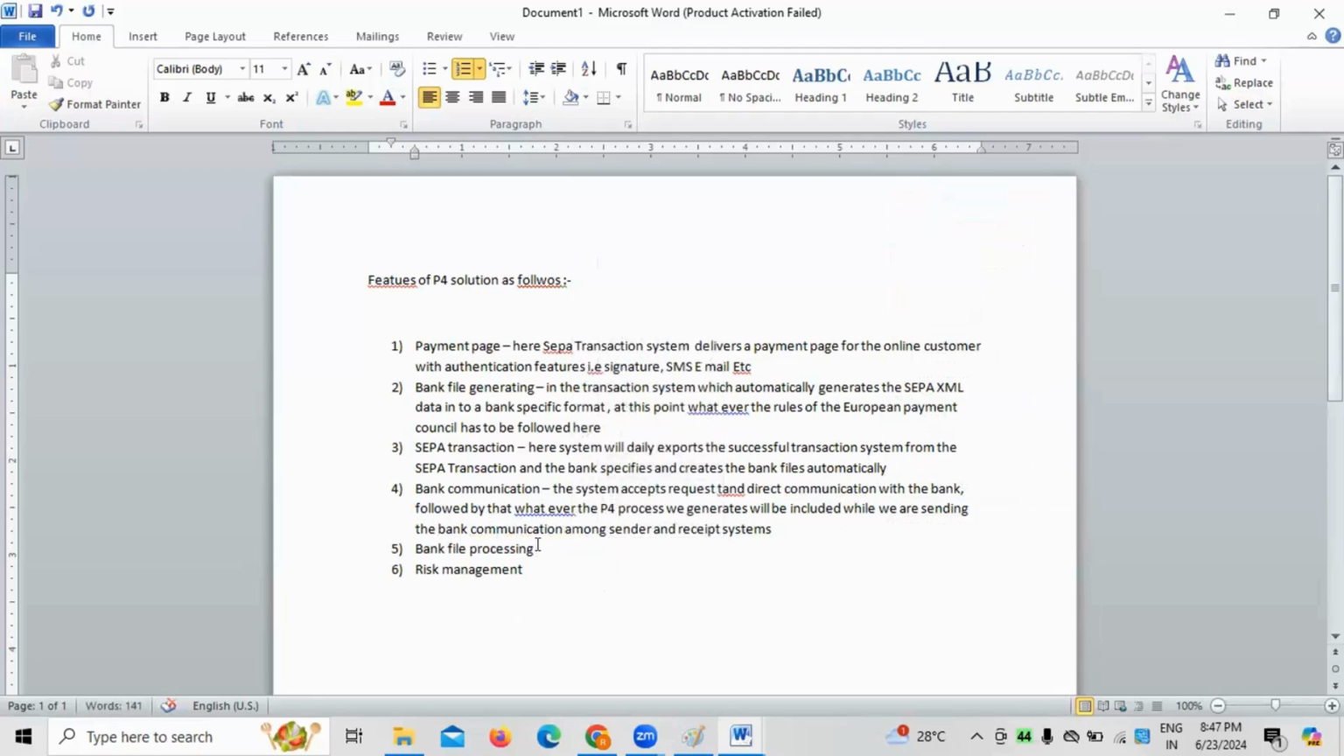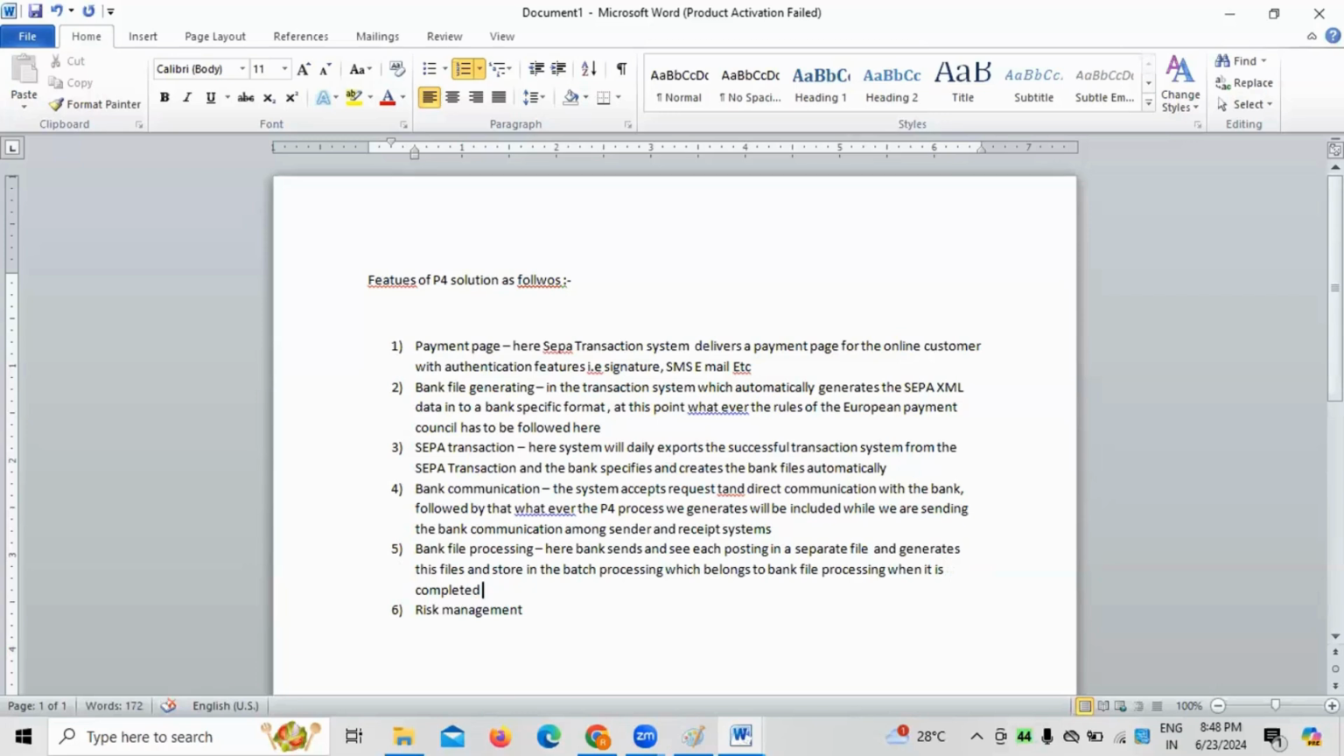Next is bank file processing, right? Here, the bank sends each posting in a separate file, and these files are generated and stored in batch processing, which belongs to bank file processing, when it is completed.